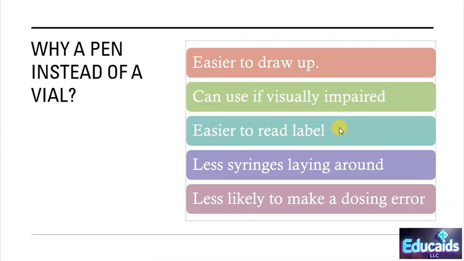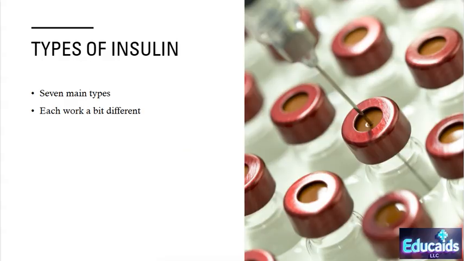The label is easier to read. You have less syringes lying around, which you guys are all adults. You understand the significance of that. And then patients and nurses alike are less likely to make a dosing error. So with insulin, there are 7 main different categories of insulin. Each of them works a little bit differently, so we're going to go over all of those.